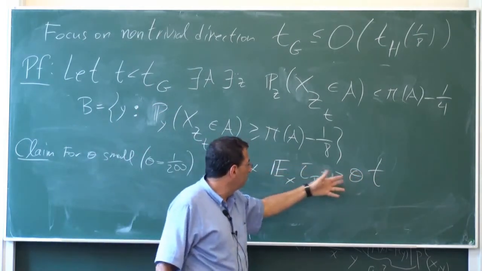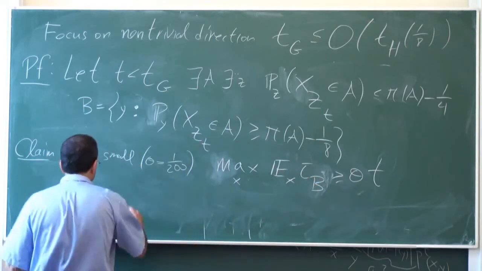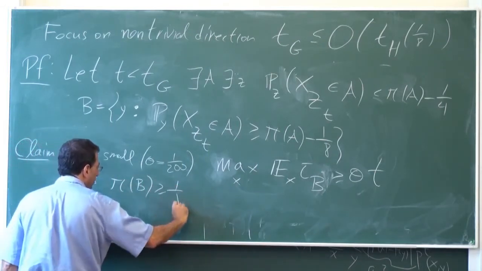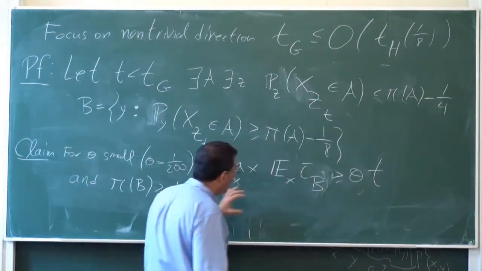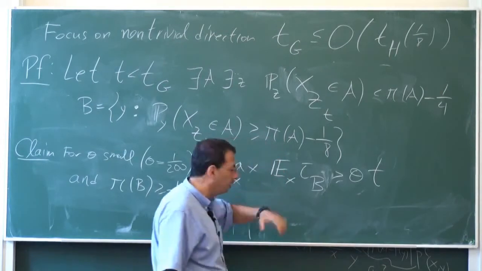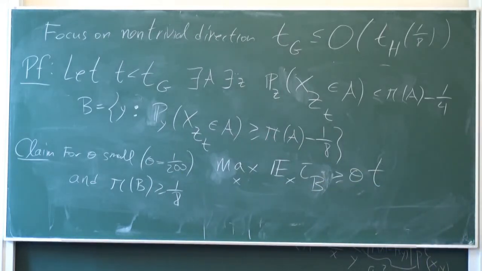So once we get that, we are done, because we'll have a set which is large, I should say, pi of B is bigger than 1/8. So B is large. We need that for the definition of th. And it takes a long time to hit. Up to a constant, it's the same as tg, and then we'll be done. So we just have to substantiate these claims. We have plenty of time to do that. Any questions about notation or something else?